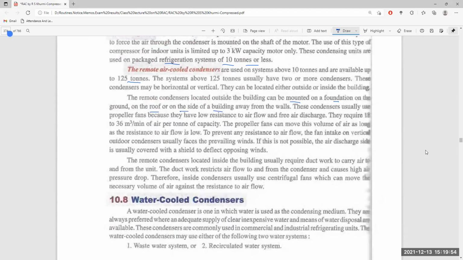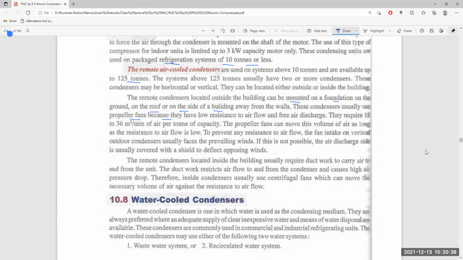These condensers usually have propeller fans because they have low resistance to airflow and free air discharge. They require 18 to 36 cubic meters per minute of air per ton of capacity. So per ton of refrigerant condenser capacity they require 18 to 36 cubic meters of air. The condenser uses only propeller fans because they have low resistance to airflow and free air discharge. Propeller fans can move this volume of air as long as the resistance to airflow is low.